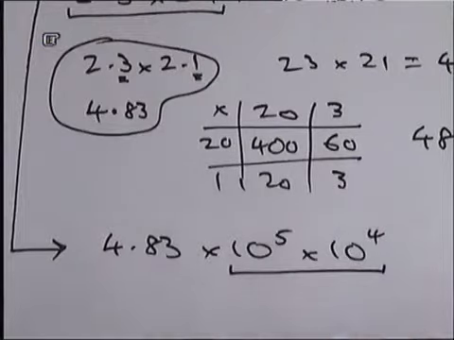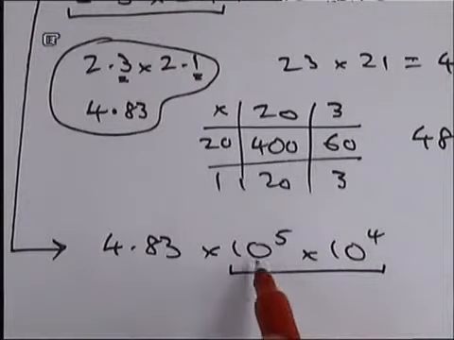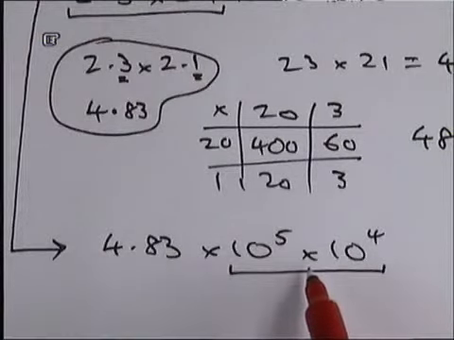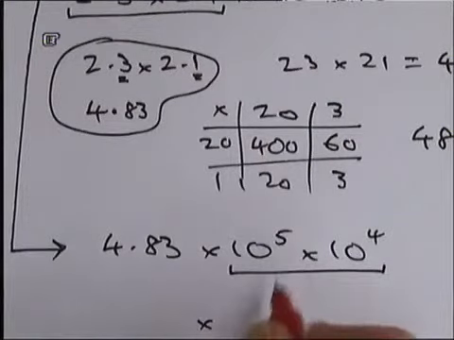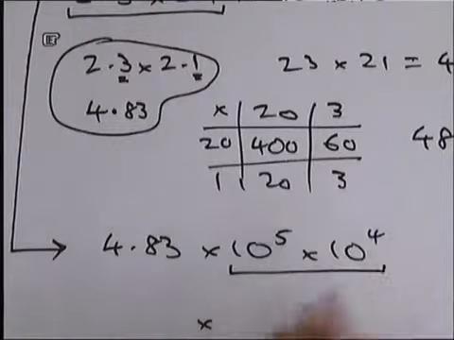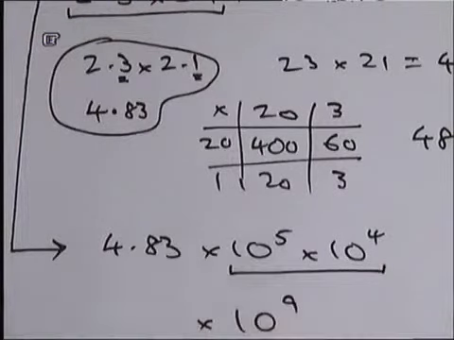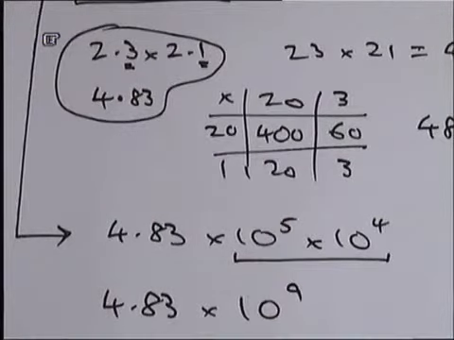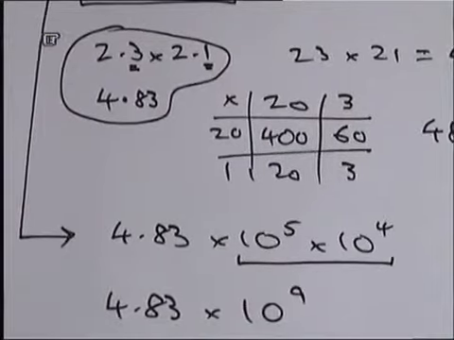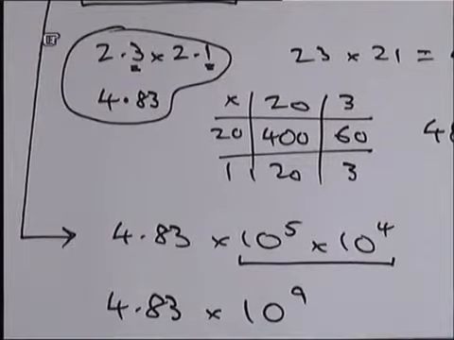But if I look at this bit here, using my laws of indices, if the big numbers are the same and I'm multiplying, all I have to do is add the powers together. So 10 to the power of 5 times 10 to the power of 4 is 10 to the power of 9. So there's my answer: 4.83 times 10 to the power of 9. All done without a calculator.